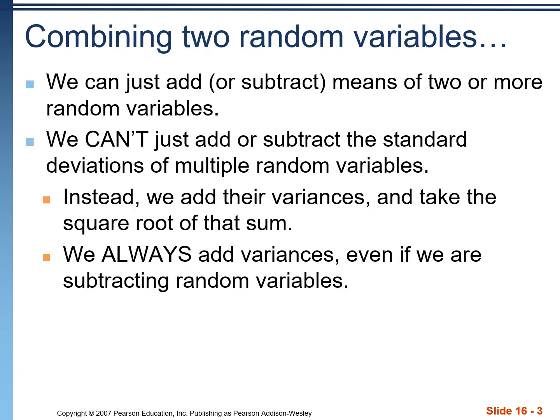Now, when it comes to combining two random variables, if we're talking about the means, we can just add or subtract them logically and do a simple calculation. However, we can't do that for standard deviations. We're not allowed to just add them or subtract them. Instead, we add their variances. Variance being the standard deviation squared, and then we square root the sum of those variances. We're always going to add the variances, even if we're subtracting random variables.